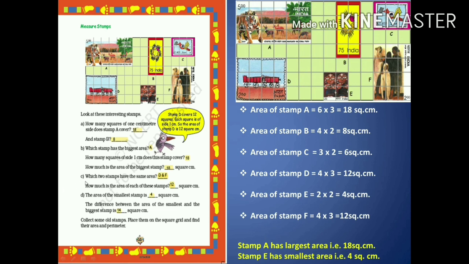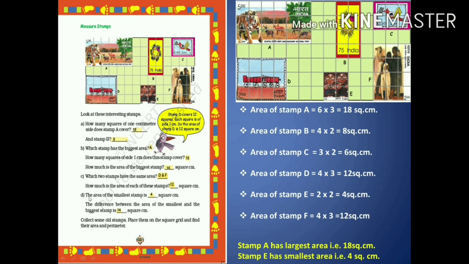Now part C. Which two stamps have the same area? So area of stamp D is 12 square centimeter and area of stamp F is also having 12 square centimeter. So we write the stamps D and F. How much is the area of each of the stamps? So what is the area of both the stamps? 12 square centimeter. So we write 12 square centimeter.